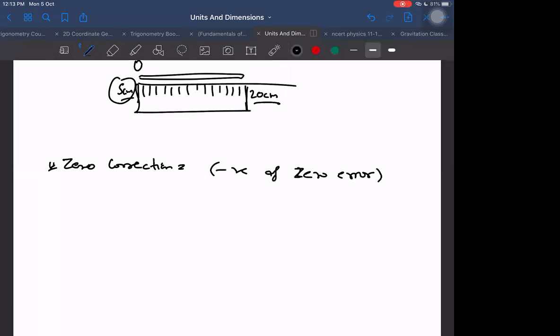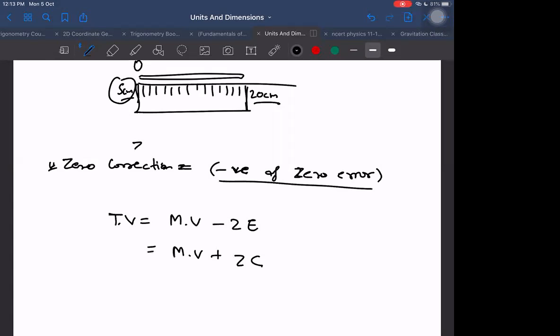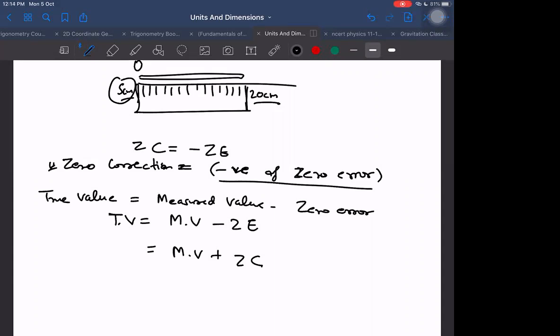So what will be the value measured then? Then the value measured will become that value minus 5. So negative of the zero error we have to add. So how to get the true value? We can say true value is equal to measured value minus zero error. Or it is equal to measured value plus zero correction, because zero correction is equal to negative of zero error. So true value is equal to measured value minus zero error, or it is also equal to plus zero correction.